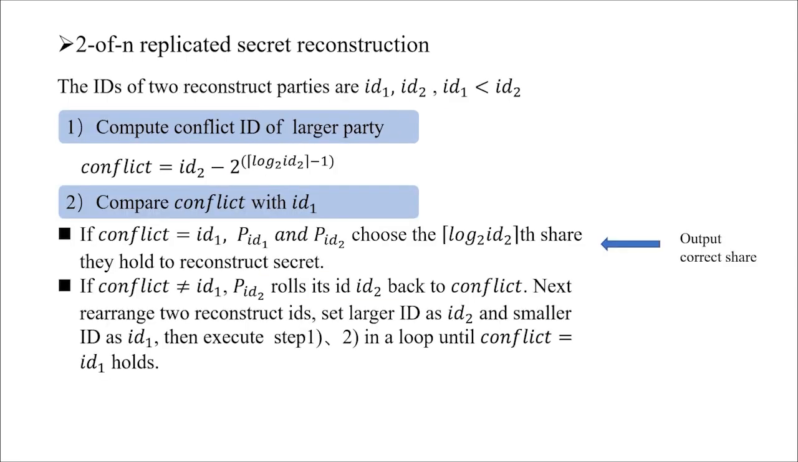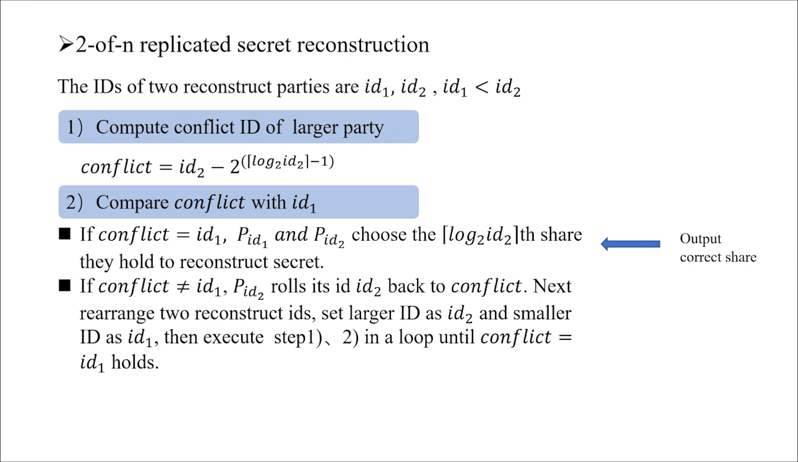In 2-of-n replicated secret reconstruction, the reconstruct parties are PID1 and PID2, where ID1 is less than ID2. In step 1, the dealer computes the conflict ID of the larger party PID2, which is ID2 minus 2 to the power of round up log 2 ID2 minus 1. In step 2, the dealer compares the conflict with ID1.